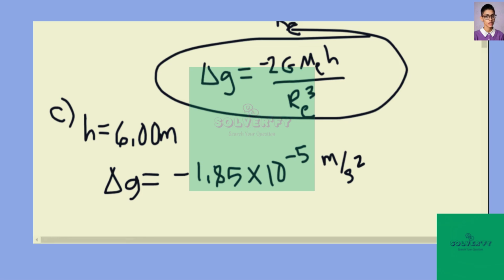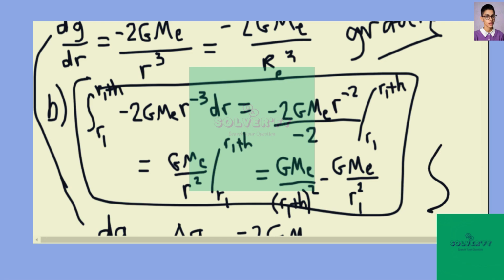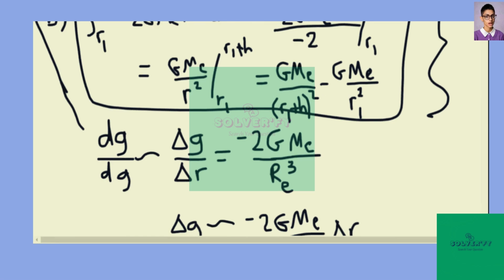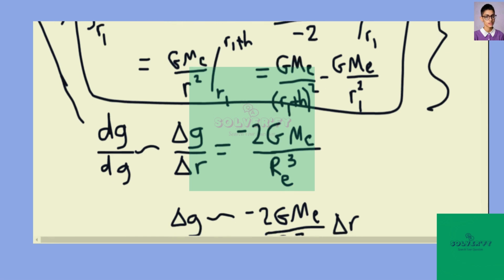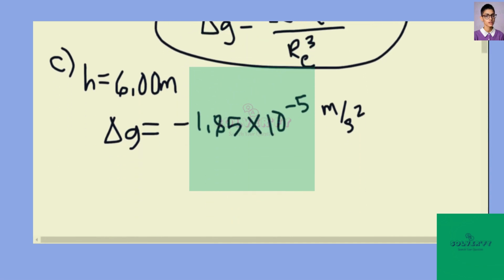So I apologize for going off on what ended up being a tangent right here. I was thinking about integrating it, and I think that was along the right track. But it was much easier to just write delta g over delta r is about the same as dg over dr. And so that led us more directly to the answer.